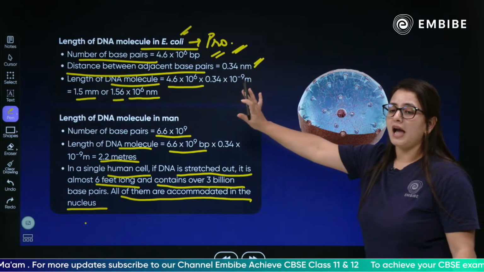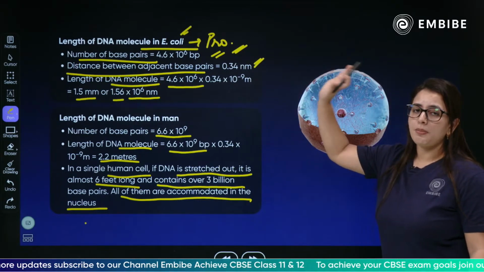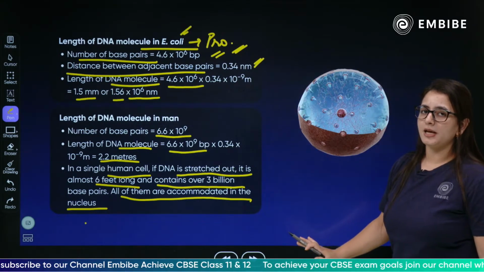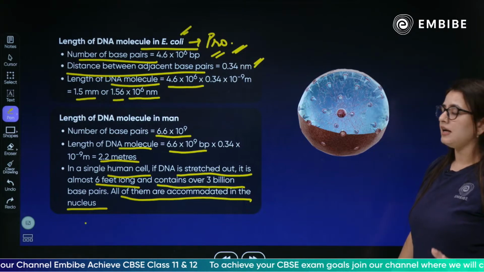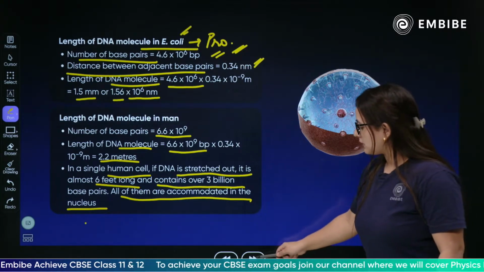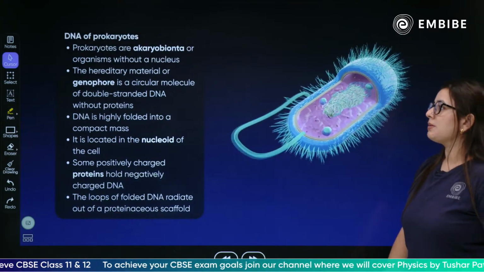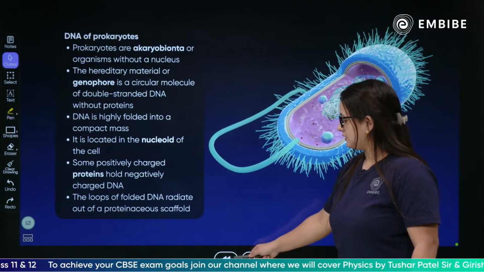So now you know how to calculate the length. Yes, the number of base pairs and the distance between the base pairs, and you can easily calculate the length. As we talk about the packaging, children, what is the most important thing?